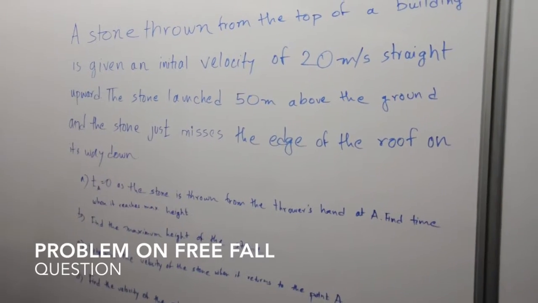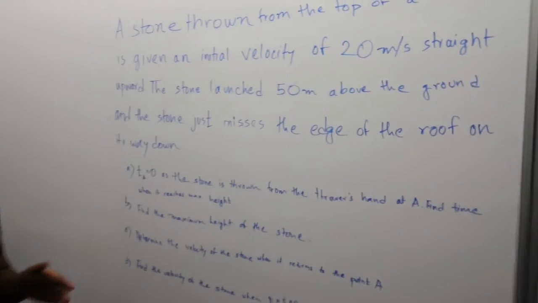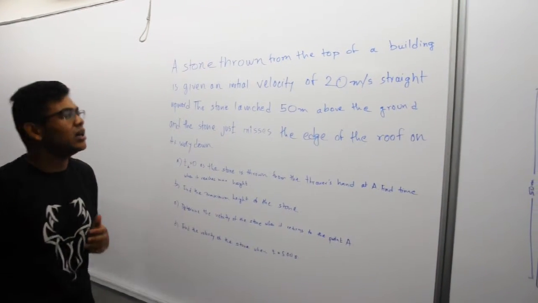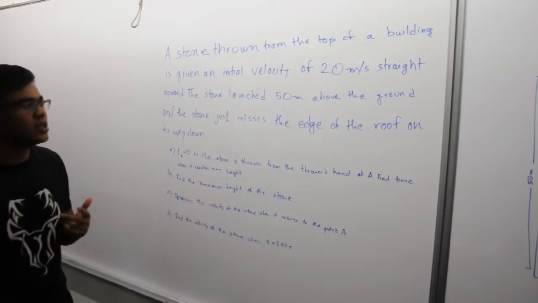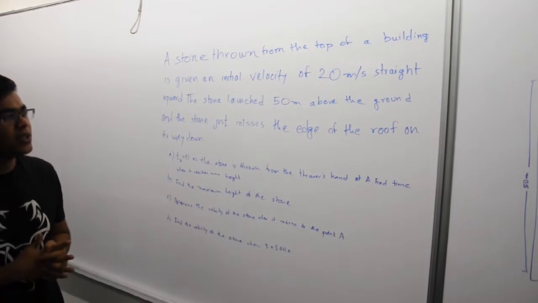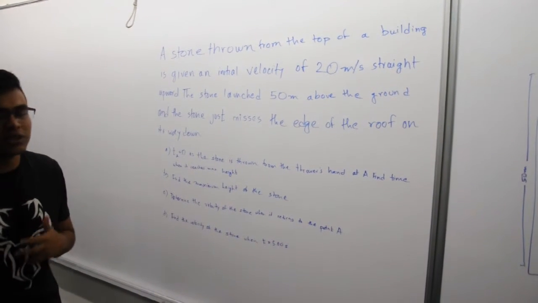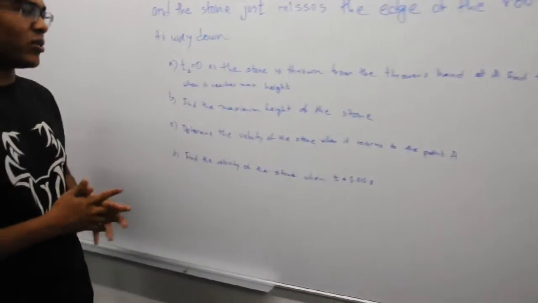Today we are going to solve this specific problem based on free fall. A stone thrown from the top of a building is given an initial velocity of 20 meters per second straight above. The stone is launched 50 meters above the ground, and the stone just misses the edge of the roof on its way down. There are four sub-questions based on this problem.